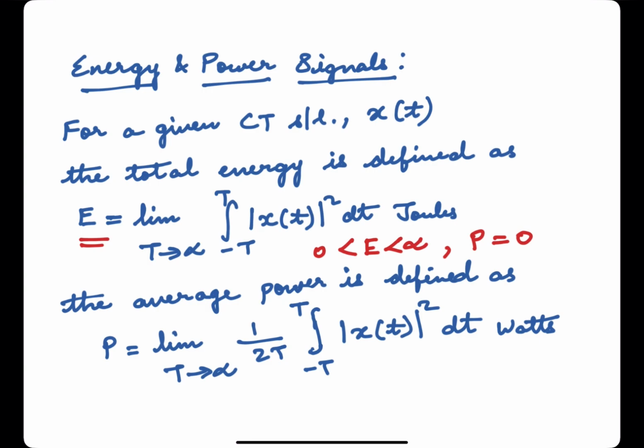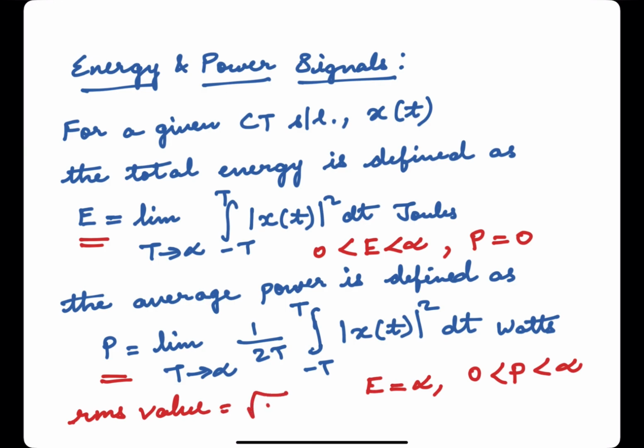And for a power signal, if energy is infinity, then we will have some finite value of power for some signals. In that case, it is called a power signal. If the signal has infinite energy as well as infinite power, then that signal is neither an energy signal nor a power signal. And from this power value, the RMS value of the signal can also be calculated. So the RMS value of the signal is equal to the square root of power.